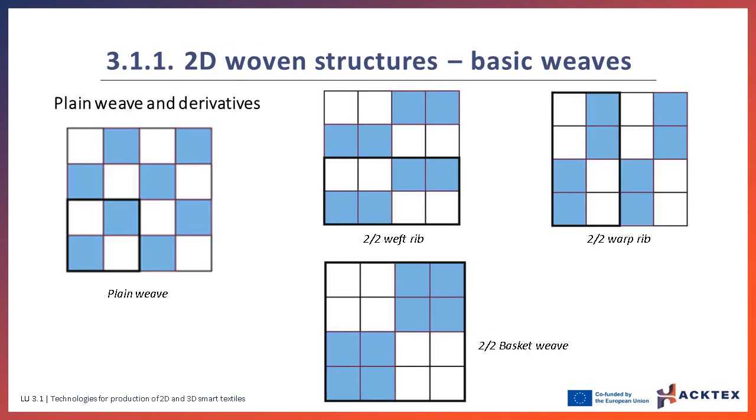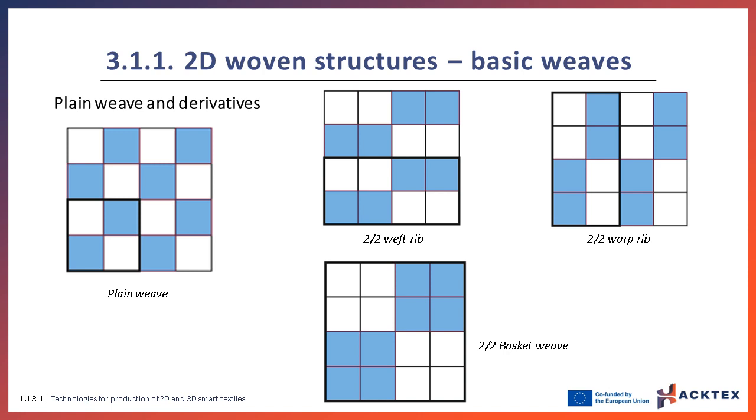Plain weave and derivatives. It is the simplest type of weave, where the interlacing is obtained by passing each of the weft yarns over and under each of the warp yarns. The main derivatives are warp rib and weft rib, for which one direction maintains the 1/1 interlacing, while the other interlaces with a different repeat, regular or irregular, and basket weave, where the warp and weft yarns are grouped and interlaced together.